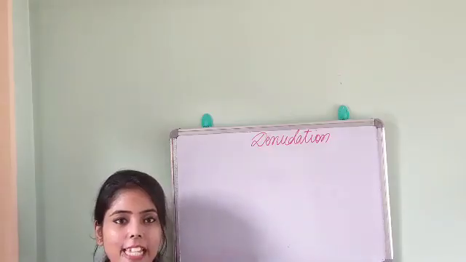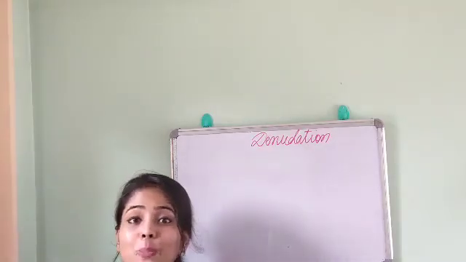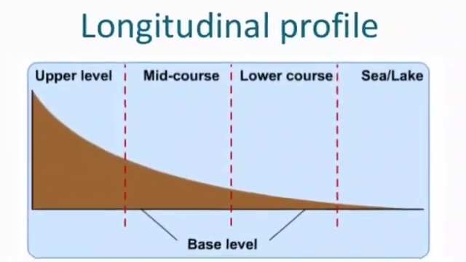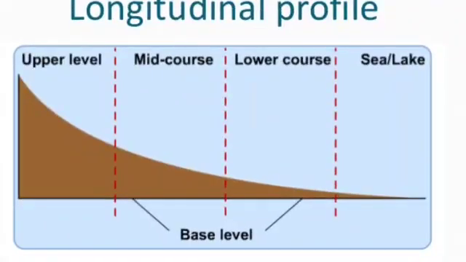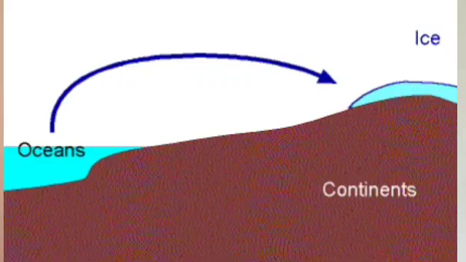Before starting this, we need to know what we mean by soil profile and what we mean by river profile. Now river profile: if I draw a river, then you can see that the river generally originates from a mountainous part.